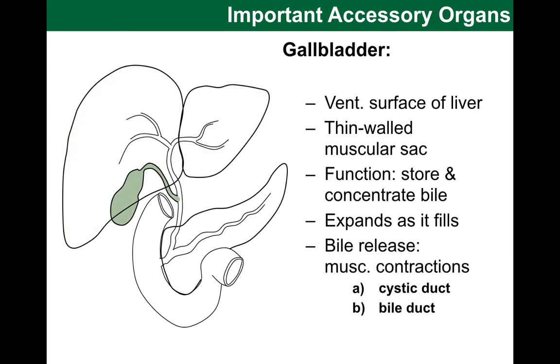So the gallbladder is a thin-walled muscular sac located on the ventral surface of the liver. And it is of course the site where the bile produced by the liver is stored and concentrated further by absorbing water and ions. We also see that its structure, with many honeycomb folds, allows it to expand significantly as it fills. And then finally the release of bile happens through muscular contractions, which lead the bile to be released to the cystic duct, which then flows into the bile duct.